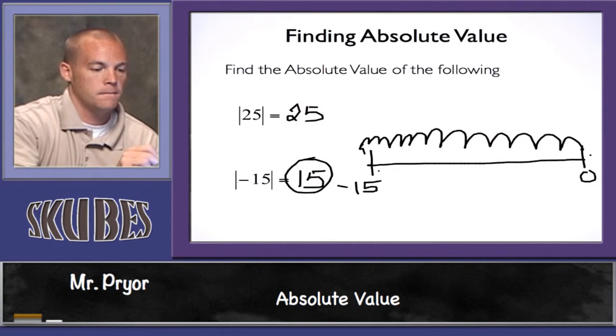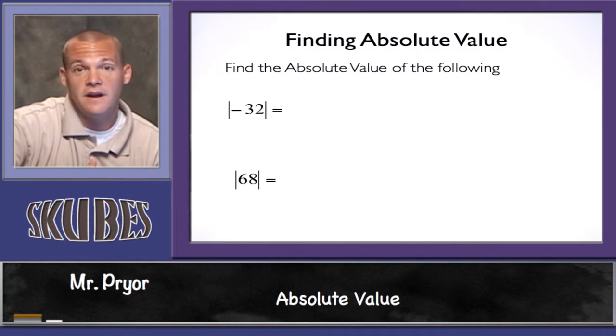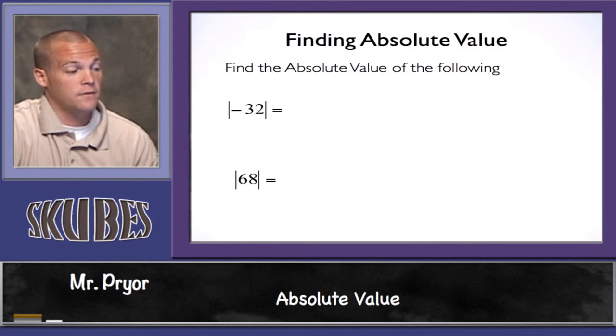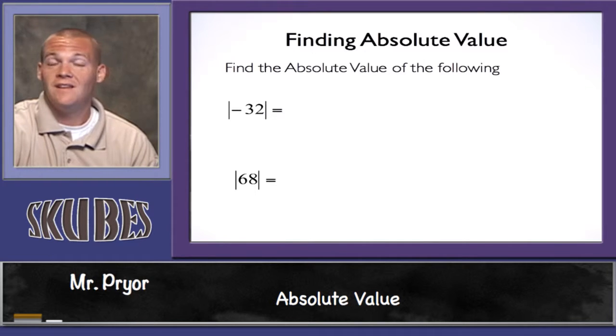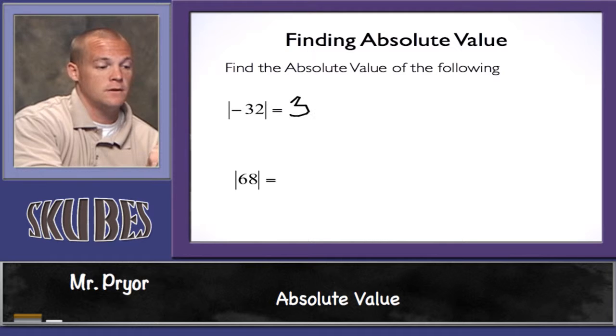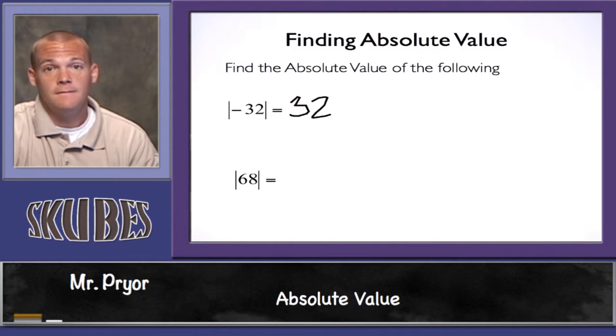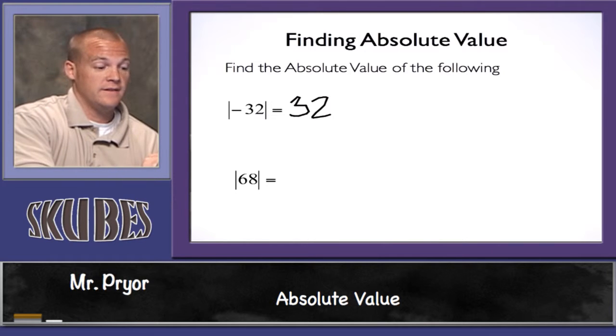So let's look at a couple more here. Find the absolute value of the following. So again, we have a -32. So the absolute value of -32, or its distance from zero, would simply be 32 places. That's all, on a number line. The absolute value of 68, again, is going to simply be 68.